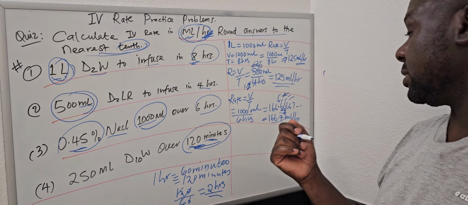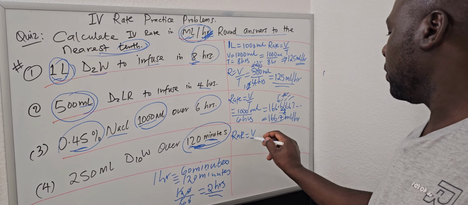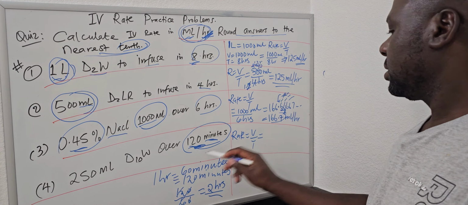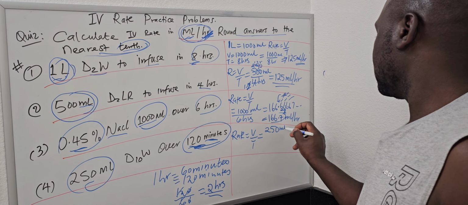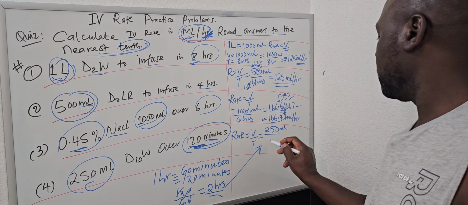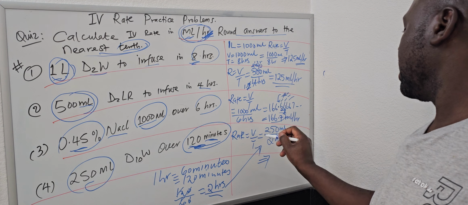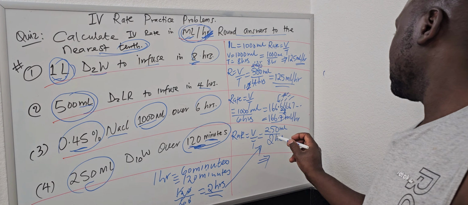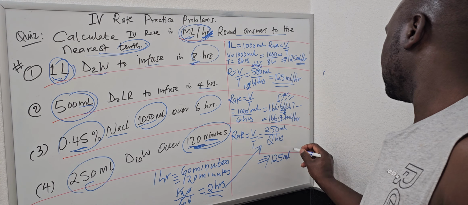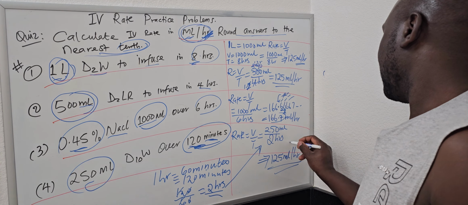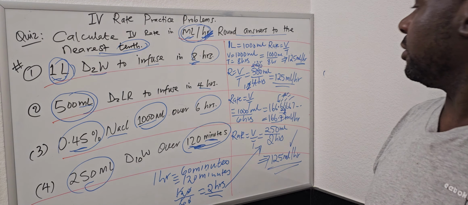Now we can go ahead and solve our math. Rate is volume over time, which is our volume, 250 milliliters, divided by now our time, which is 2 hours. Our answer will be 125 milliliters per hour. So I hope you are now conversant with this kind of math.